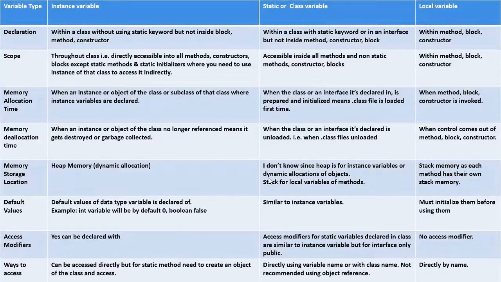Memory allocation time: when the class or interface it is declared in, that is Student in our case, is prepared and initialized, meaning the .class file is loaded. When the .class file of that Student class is loaded the first time, the memory is allocated for the static variables. Memory deallocation time: when the class, that is the .class file of Student, is unloaded, the memory allocated for that variable will be deallocated, meaning it will be freed.